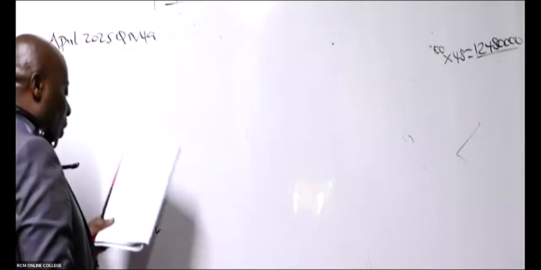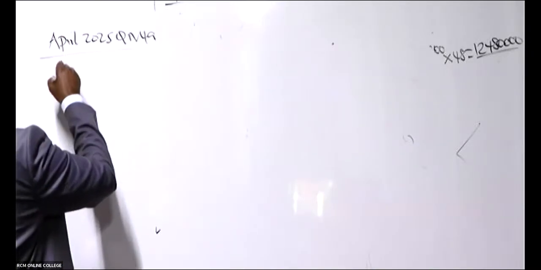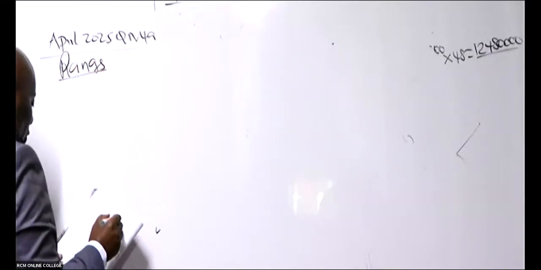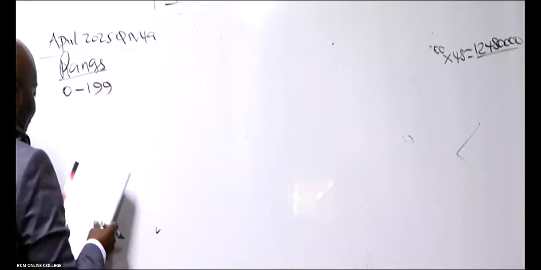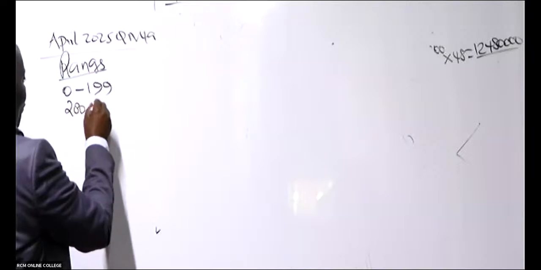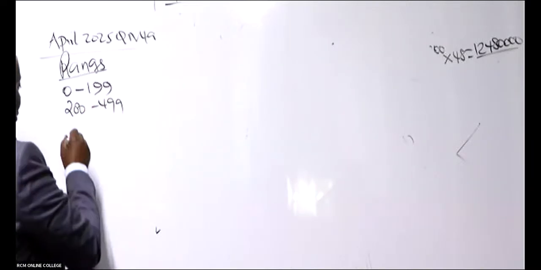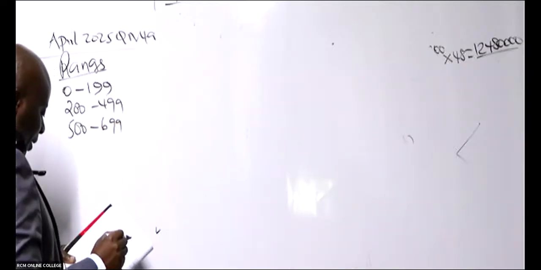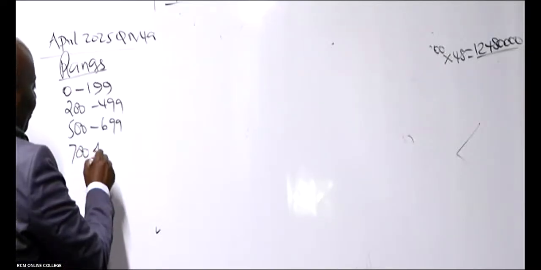How will I be able to handle it, ladies and gentlemen? The first thing that I will do is write my ranges. The first one is 0 to 199. Then 200 to 499. Then 500 to 699. Then 700 and above.